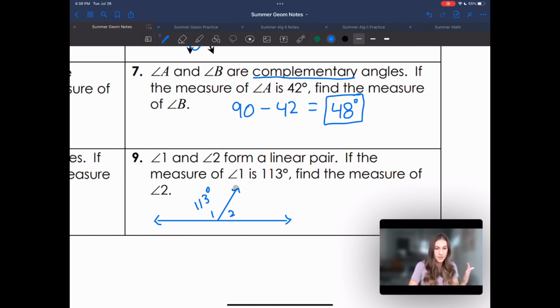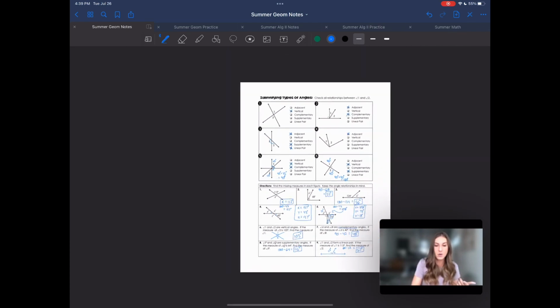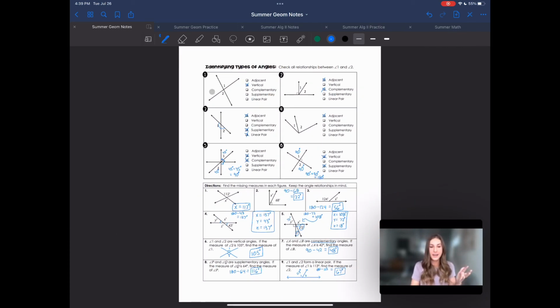So think how you would do that. Well, linear pair means they are supplementary. So we're just going to do 180 minus 113. And it's totally fine if y'all use a calculator for all these computational things. Your teacher will most likely let you use one too. So angle 2 would have to equal 67 degrees. And that's it. Okay, so all the notes was pretty much vocab and then practice problems using the vocab.